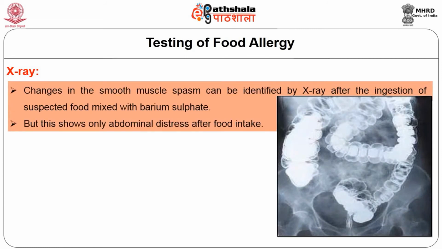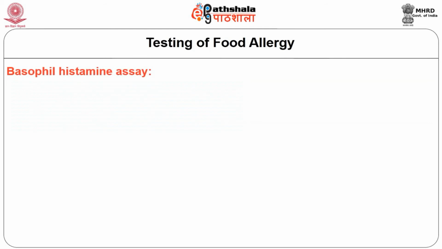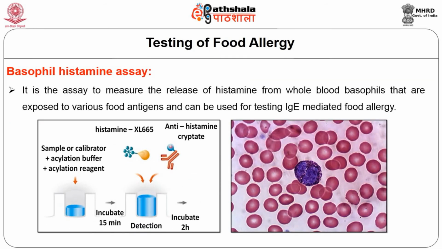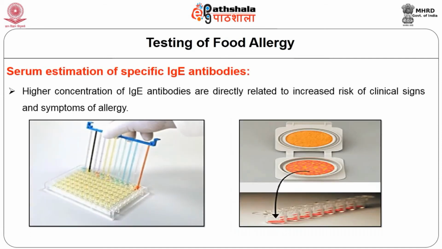Changes in the smooth muscle spasm can be identified by X-ray after the ingestion of suspected food mixed with barium sulfate, but this shows only the abdominal distress after food intake. Basophil histamine assay is an assay to measure the release of histamine from the whole blood. Basophils are exposed to various food antigens and can be used for testing immunoglobulin E mediated food allergy. Higher concentration of immunoglobulin E antibodies are directly related to increased risk of clinical signs and symptoms of allergy.